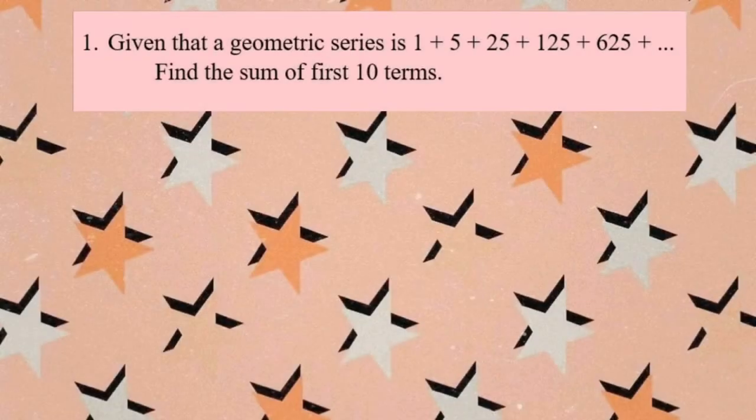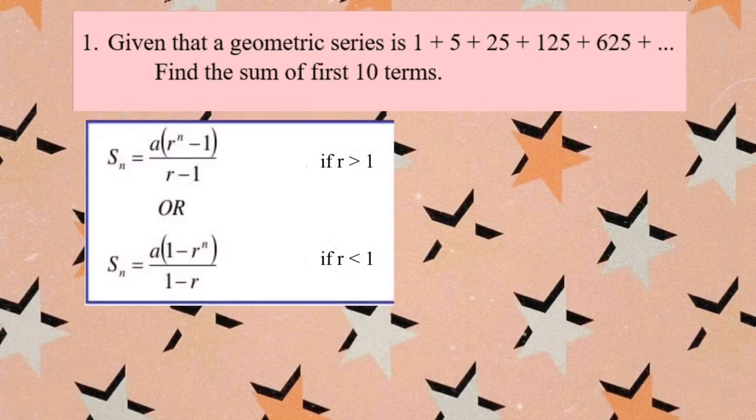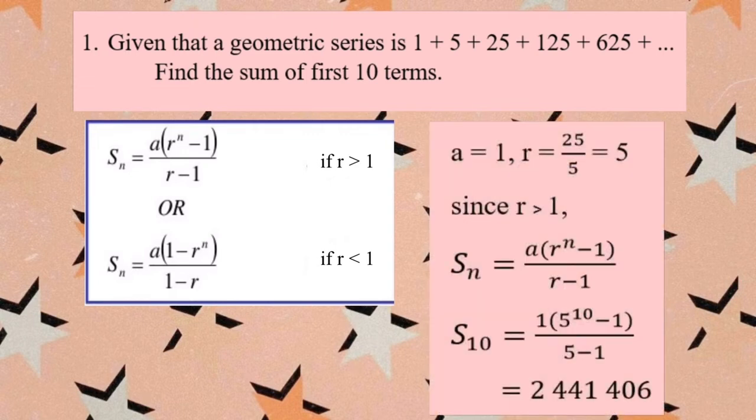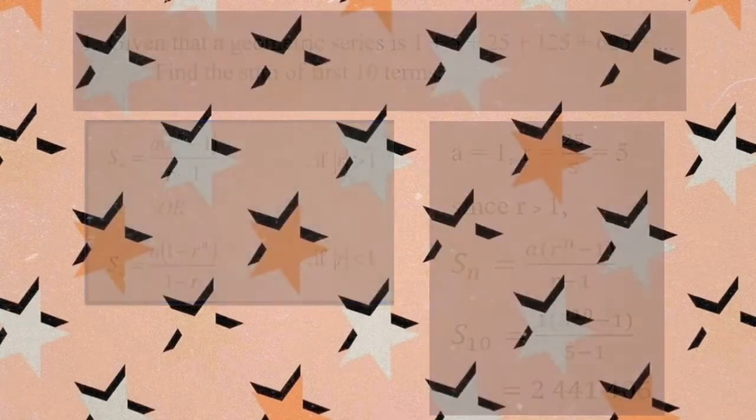The first question, for the low-level question, is: given that a geometric series is 1 plus 25 plus 125 plus 625 and so on, find the sum of the first 10 terms. First, we must know the formula of a geometric series. And then we substitute the information that we get from the question and you get the answer for question 1.